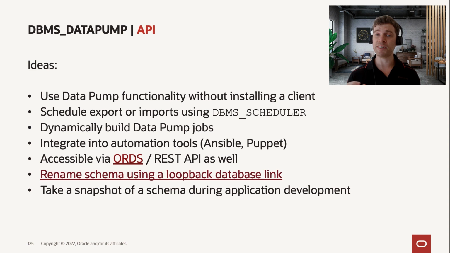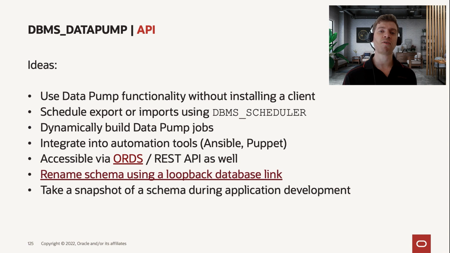Also, for example, there is an article I wrote about 7 years ago about how to rename a schema using a loopback database link. This article is based on the DBMS Data Pump API. What I do simply is create a database link pointing to the database itself, and then I call the DBMS Data Pump API to run an impdp using this database link, but I use the remap schema. So I change the name of the schema, meaning that I clone the schema. So that's a way of renaming the schema. Also, you could possibly take a snapshot of a given schema during application development, for example. So those are just some ideas.